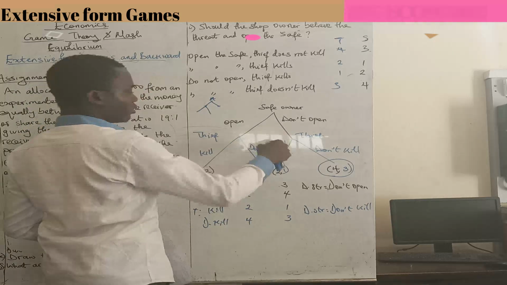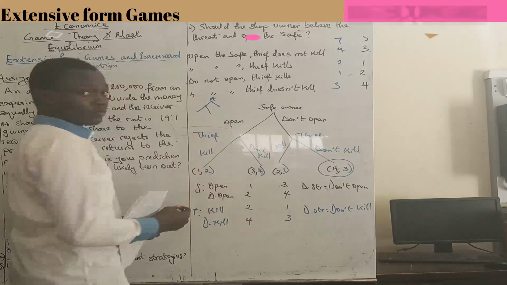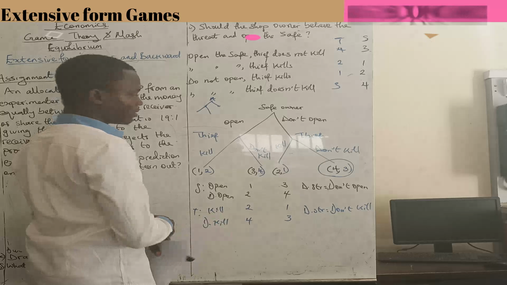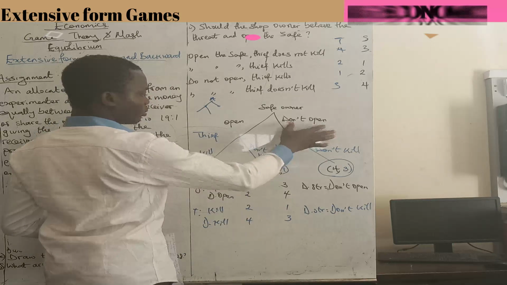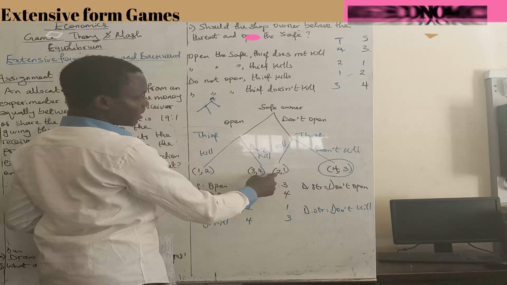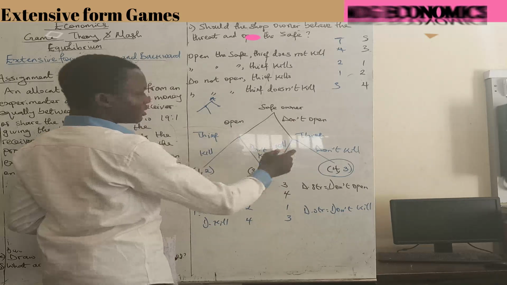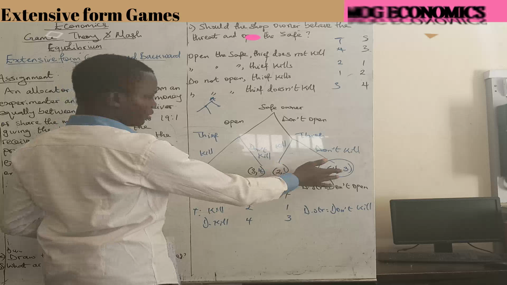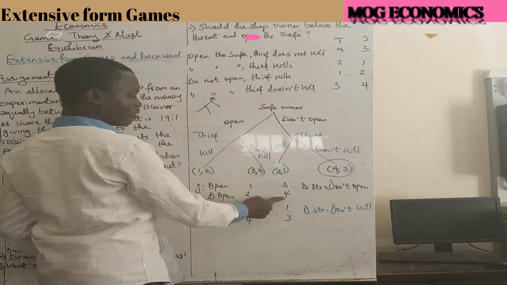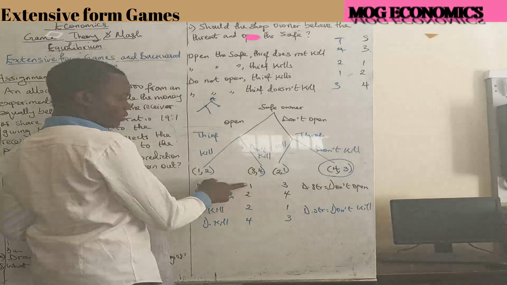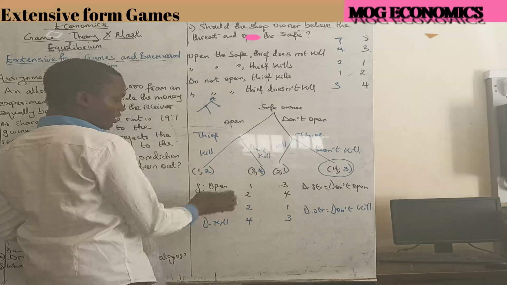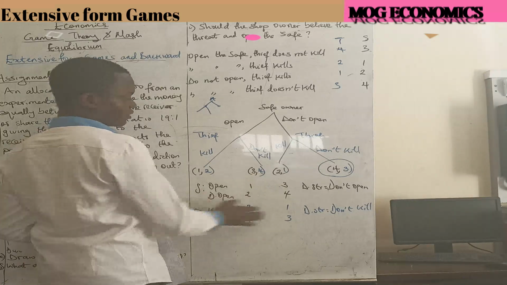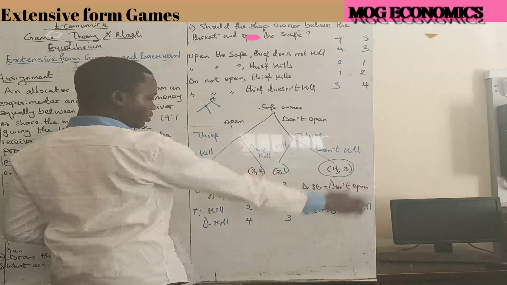If the safe owner decides not to open the safe, now this is where you have don't open. Now the safe owner is going to get 2 possible payoffs, depending on whatever the thief does. So if the safe owner is not opening, he can either get the payoff of 2 if the thief decides to kill, or get the payoff of 4. So that's why you have 2 and 4. If you look at it, 2 is better than 1, 4 is better than 3. So the safe owner's dominant strategy is not to open the safe. So that's why you have dominant strategy equals don't open the safe.